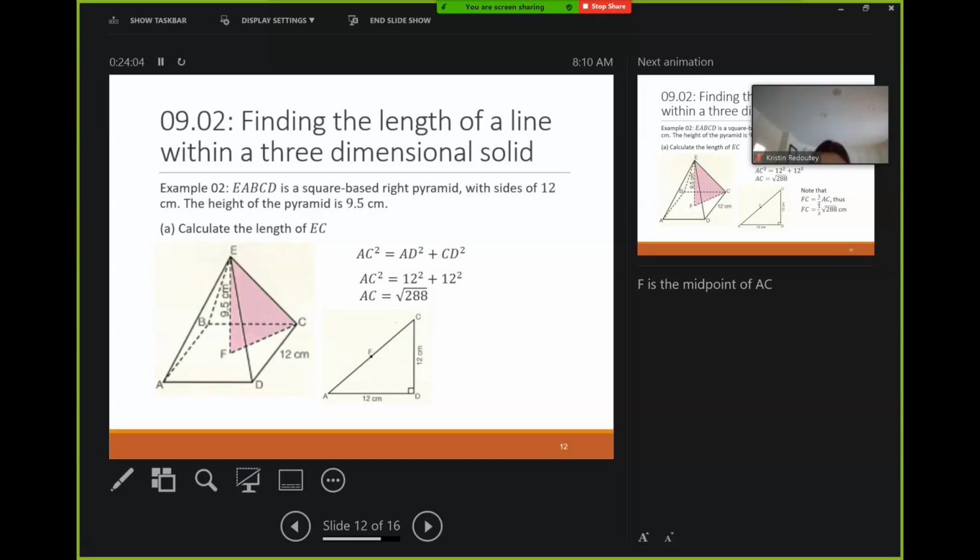Again, I know that F is the midpoint of AC because this is a right pyramid. If the pyramid wasn't straight up and down, if it was tilting somehow, that would no longer be true, but you won't see a situation like that in this class. But it's worth pointing out that the reason F is the midpoint is because you're working with a right pyramid, that it's straight up and down. Now, if you had a leaning Tower of Pisa situation with your pyramid, that's no longer the case.